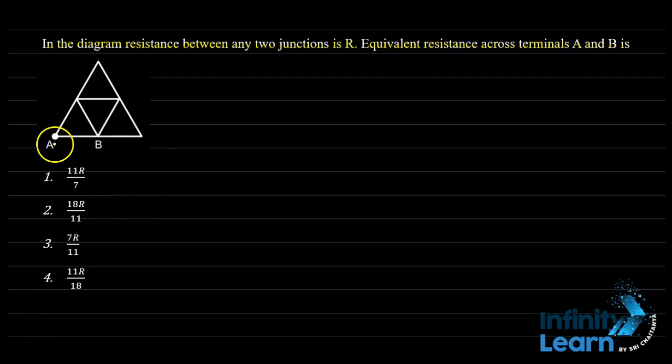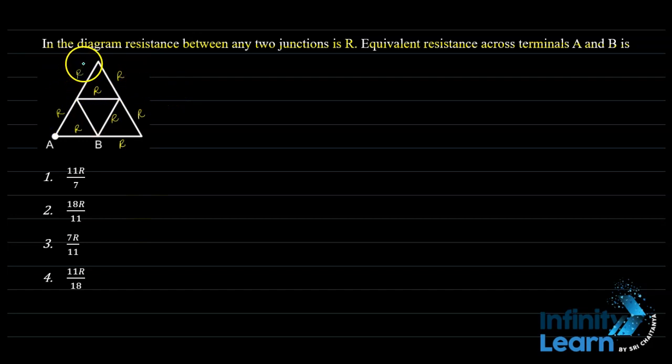So in this A and B, we have to calculate the equivalent resistance across these points, and each section has resistance R. R is here, R is here. Each section has resistance R as indicated here. So first of all, consider this triangular portion of this given area.